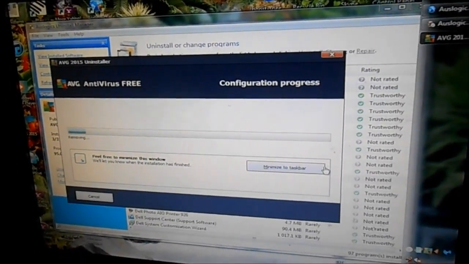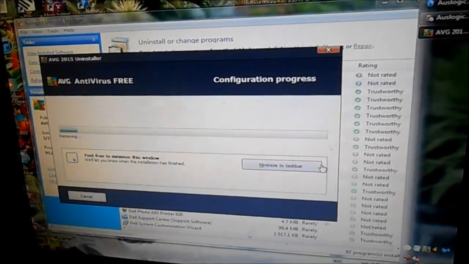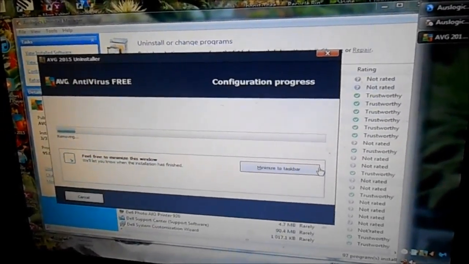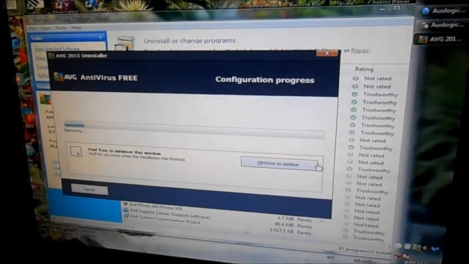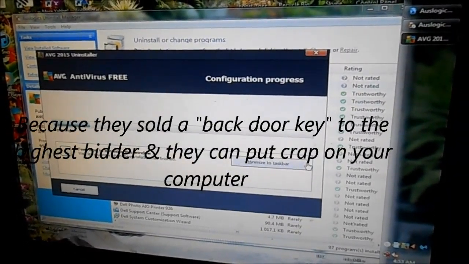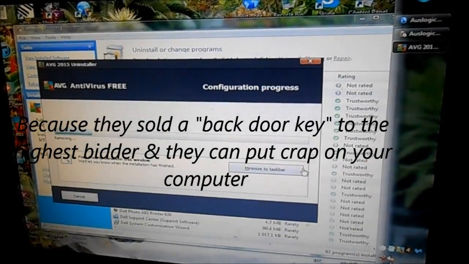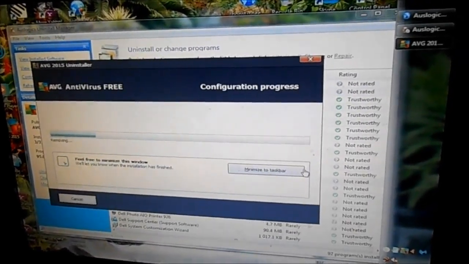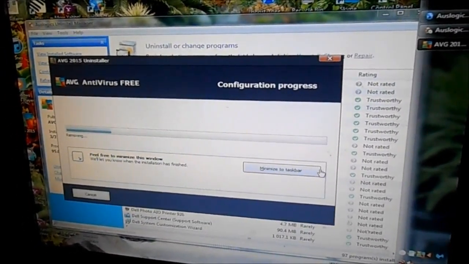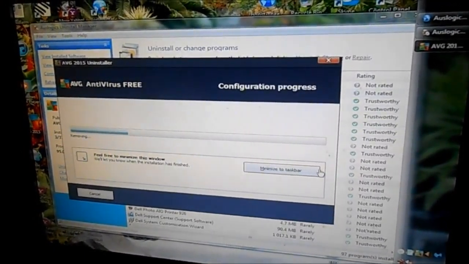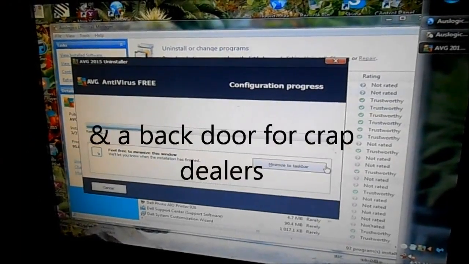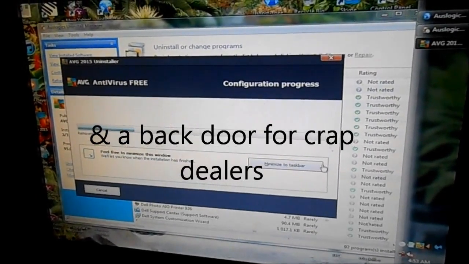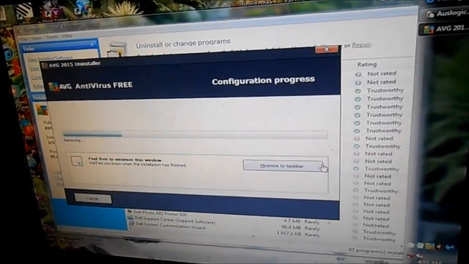Today, we're looking at a computer that has AVG antivirus on it. And I'm actually removing it and possibly replacing it with SpyBot or Microsoft Security Essentials. The reason why I'm removing AVG is because it has pop-ups that are constantly reminding me of things to do, and I believe it's taking a lot of resources on the computer.